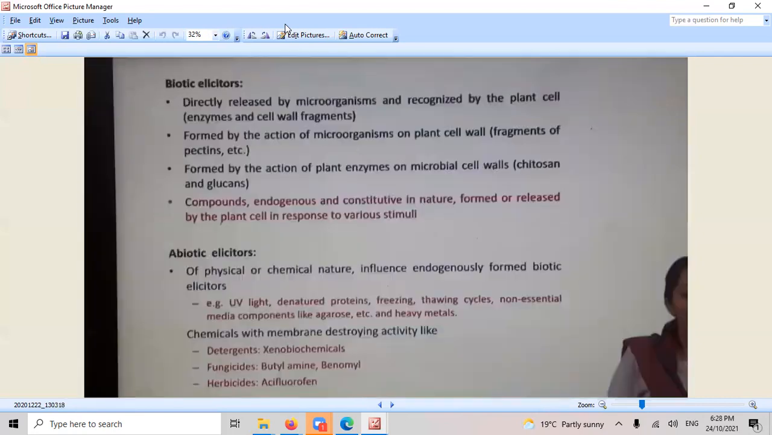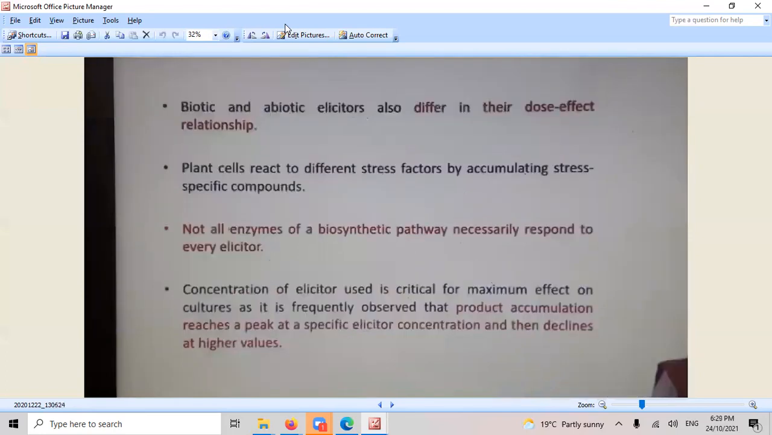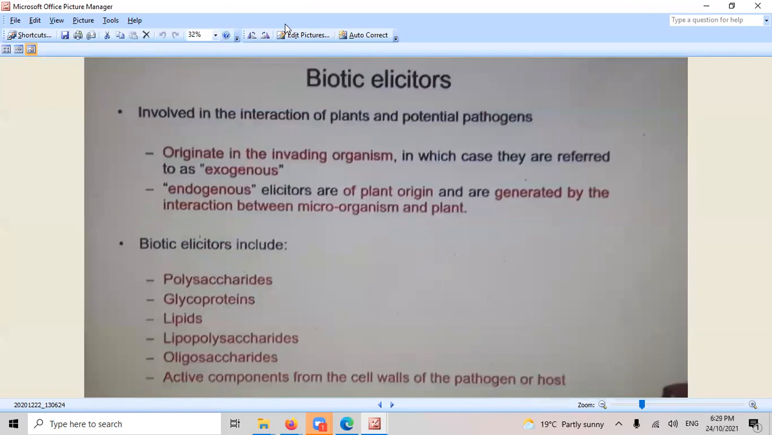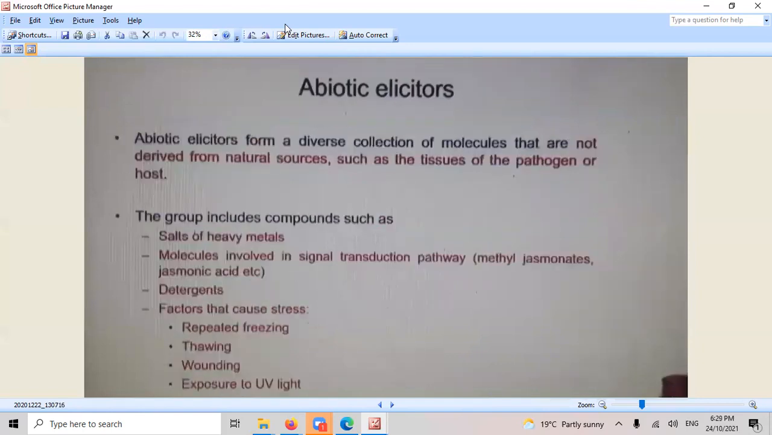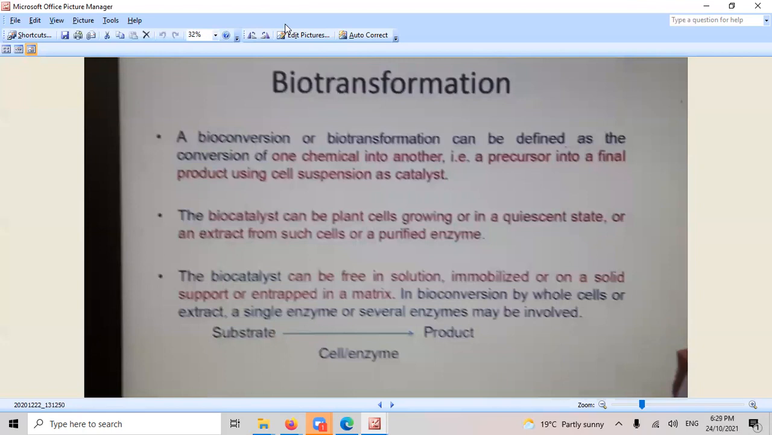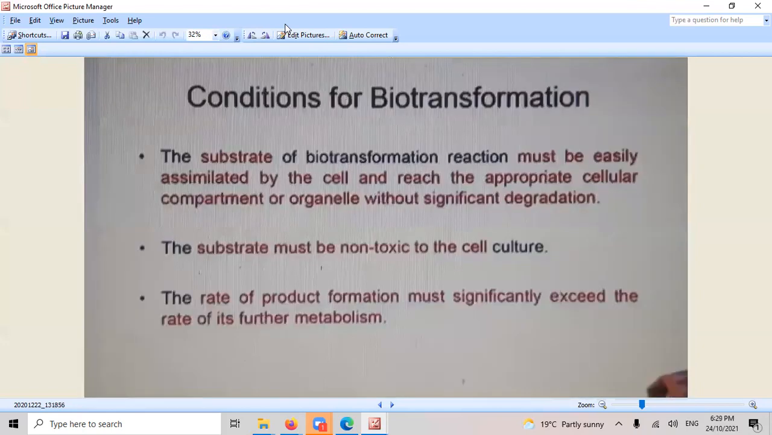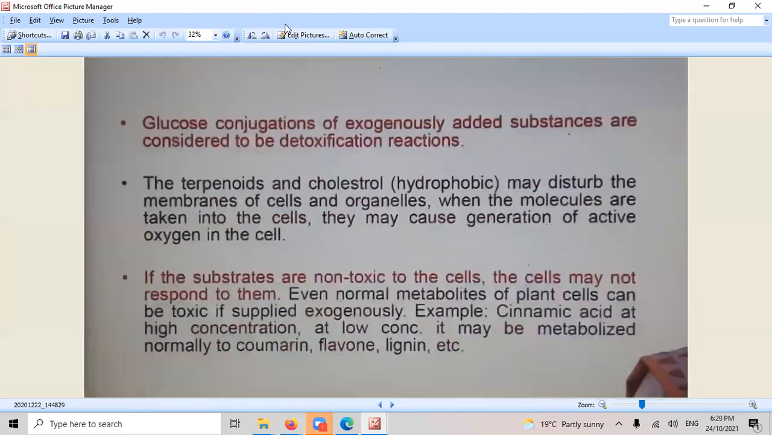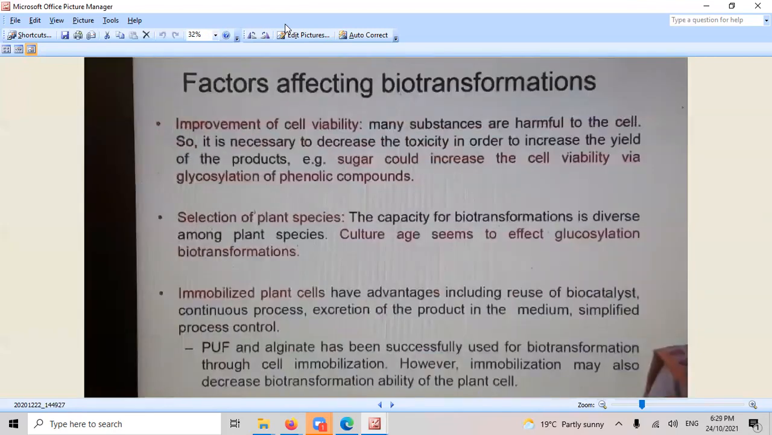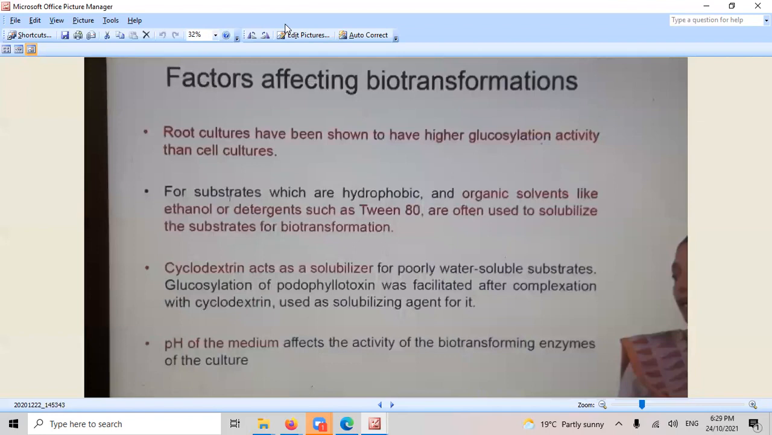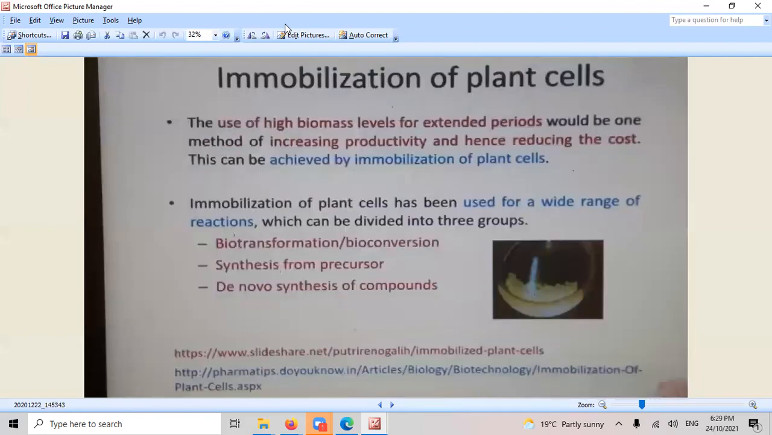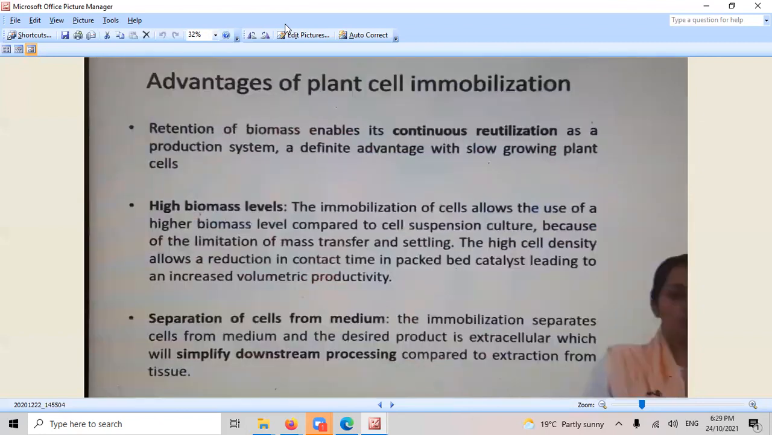Types of elicitors: biotic and abiotic elicitors. There are a lot of different ones. Emissions, biotransformation. You want to use your elicitors to induce your plants with problems, so it'll back up their immune system and boost their genes. Mobilization.